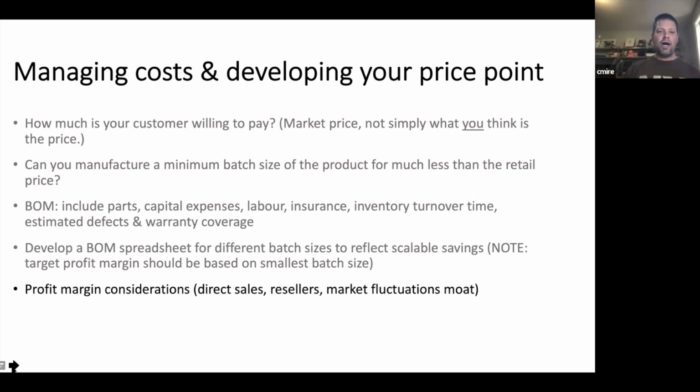If you have resellers in the market, then the resellers want their cut. And typically, what resellers like to work with is about a 30% margin. Okay. So if I've got a product that's $100 retail and it costs me $25 to make, that means I have to sell it for $70 to my reseller, plus shipping and so on. So you have to make sure that you have that buffer in there and you're not caught out when you go to resellers. And then market fluctuations, moat.